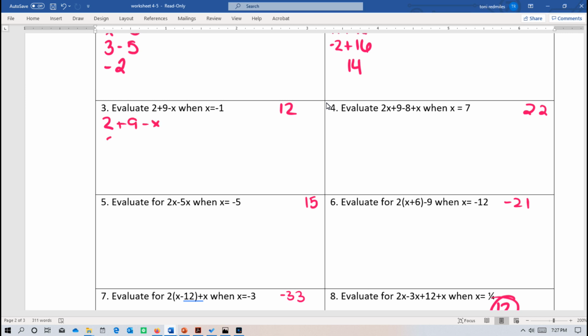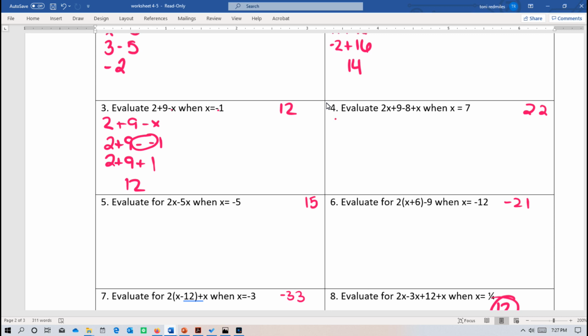And this one I'm going to put a -1 in for x. Now look here, because there was a negative in the expression and a negative where I was substituting, I have a double negative, and that is going to go to positive. So now I just add from left to right and I get 12.